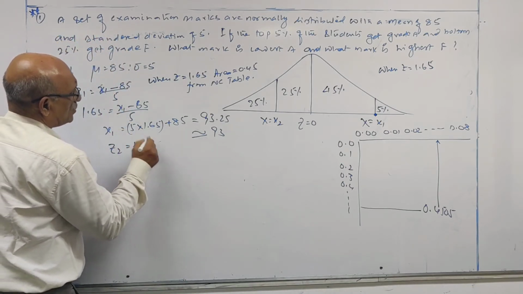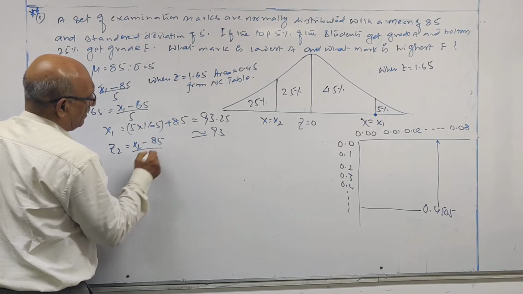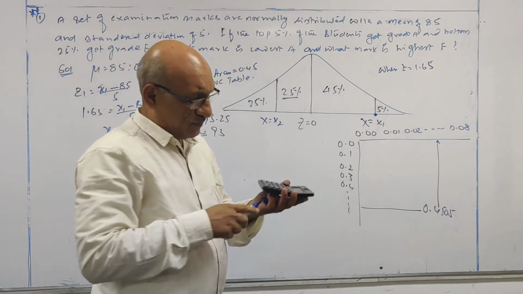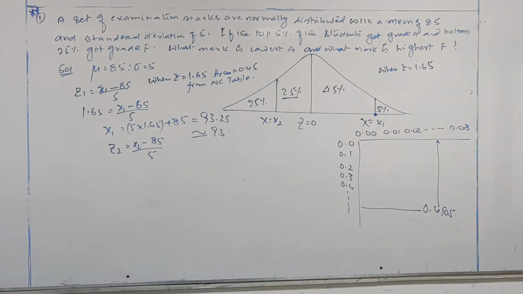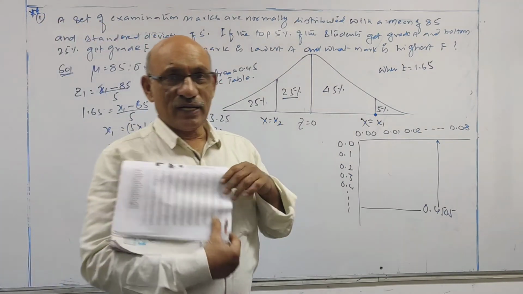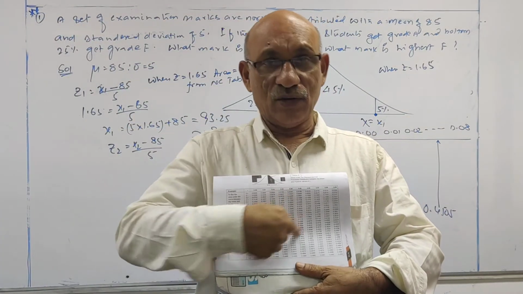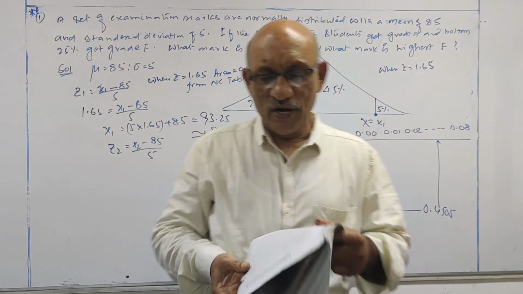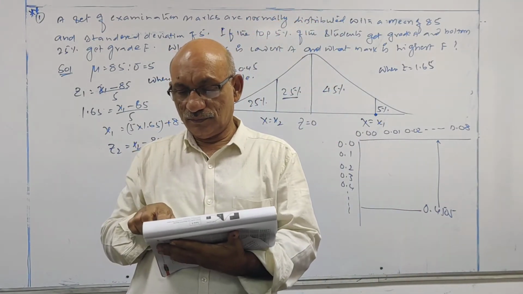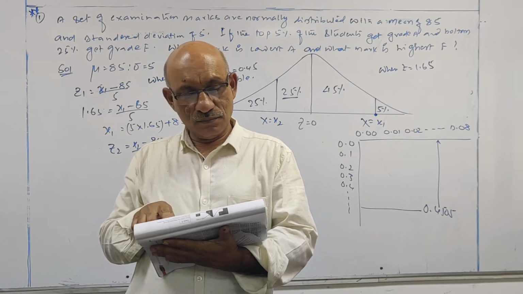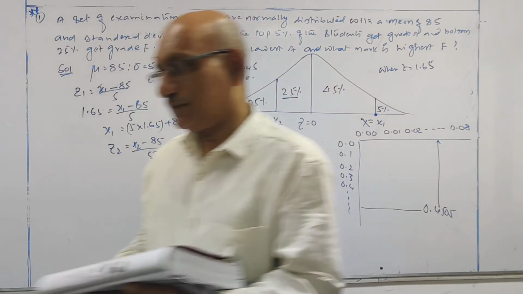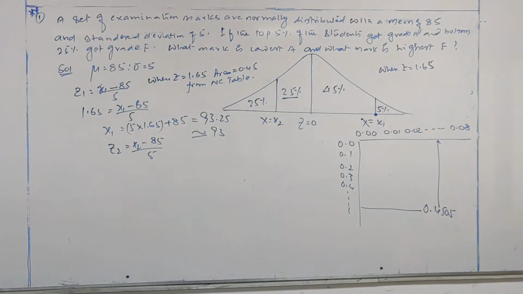z2 is equal to (x2 minus 85) by 5. This time I have to see the area for 0.25. Again, this is my normal curve. In this normal curve, this is the probability. Here you have to set 0.25. It is 1.68. This is 0.68.